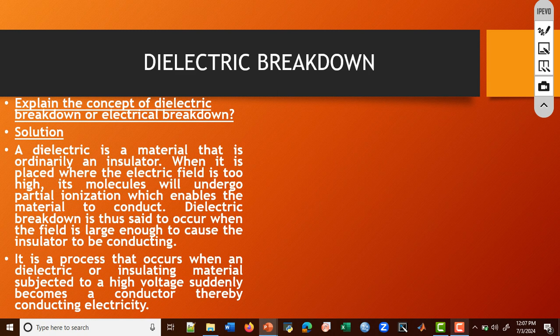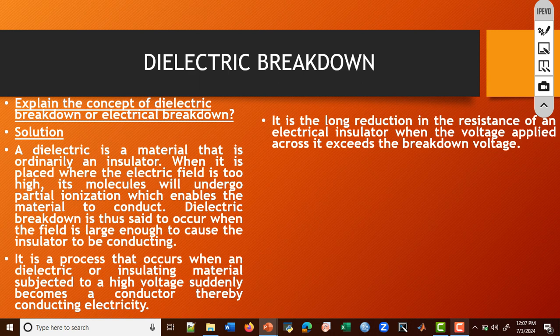It is a process that occurs when a dielectric or insulating material subjected to high voltage suddenly becomes a conductor, thereby conducting electricity. That's an additional definition to help us understand better. Let's take this one. It is a sharp reduction in the resistance of an electrical insulator when the voltage applied across it exceeds the breakdown voltage.